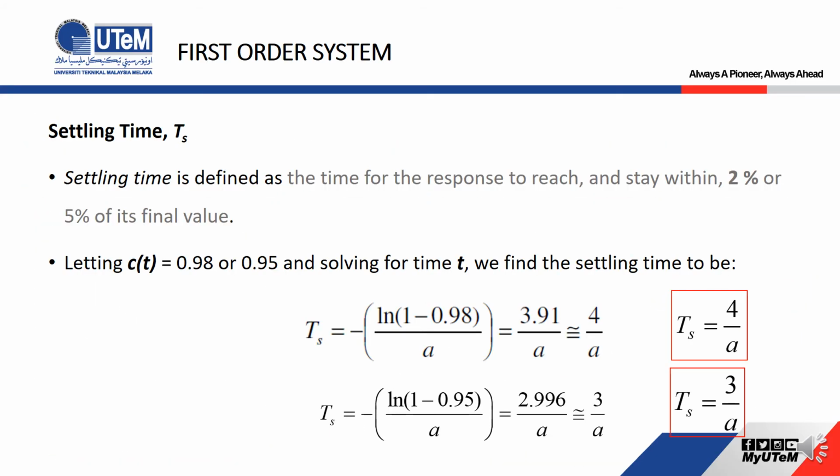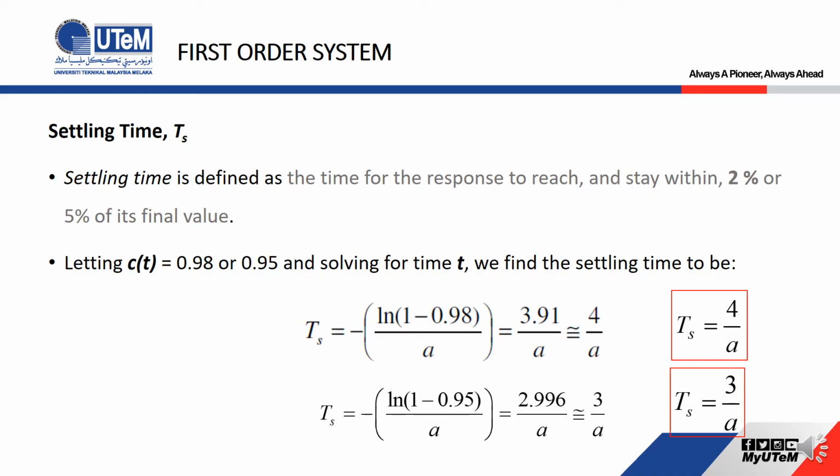Settling time Ts can be defined as the time for the response to reach and stay within 2% or 5% of the final value. This 2% or 5% depends on which criterion we choose. If we choose the 2% criterion, it means the response will stay within 2%. If we choose 5%, the response will stay within 5% of the final value.